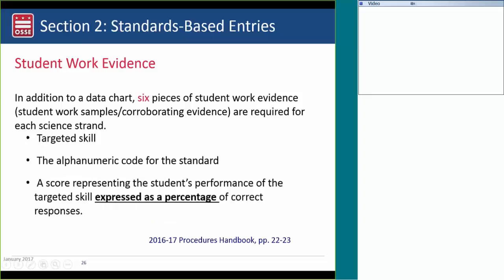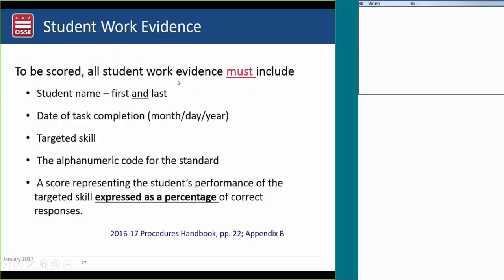Okay, here are the minimum standards for student work evidence. Student name, the date. There needs to be a date on every worksheet. And if you submit a multi-page worksheet, make sure the student's name and the date are on every page, just in case the page gets separated from the binder.